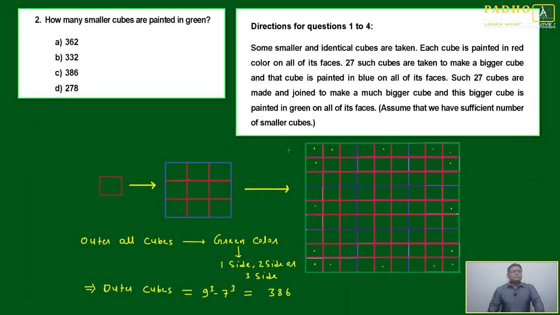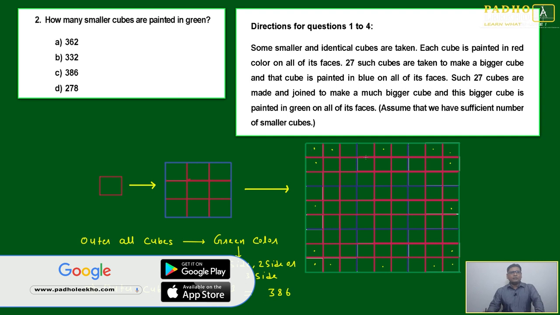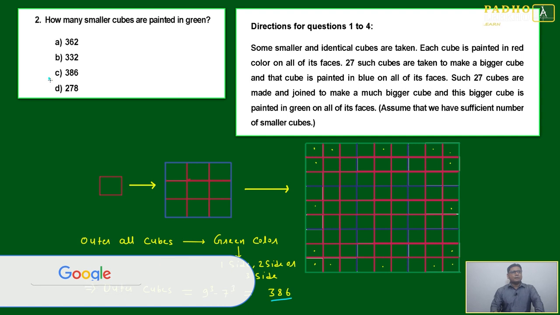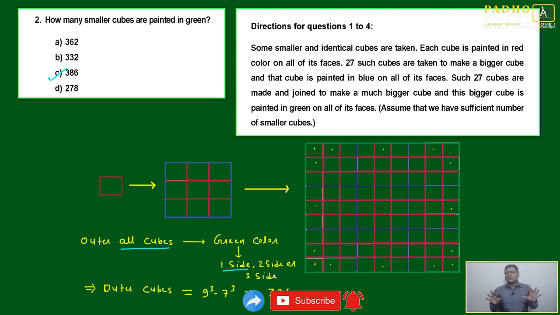How many smaller cubes are painted in green? Already I discussed which are coming in the outer layer. 9 to the power cube minus 7 to the power cube, 386. Just to mark it, all outer cubes are green color. Your question is not asking how many faces are green, one face green or two faces green or three faces green. We are not bothered about that.